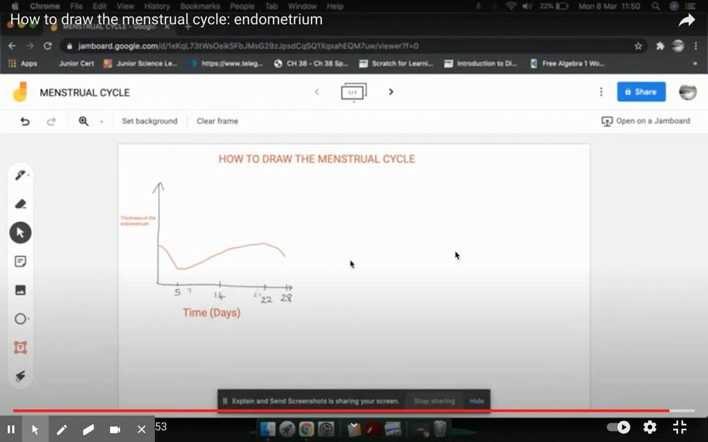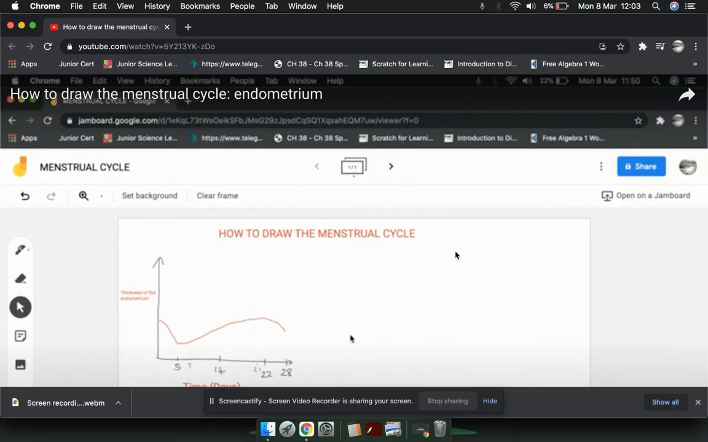So that's it, guys. That is the menstrual cycle and how you draw it anyway. And next we'll look at the hormones.